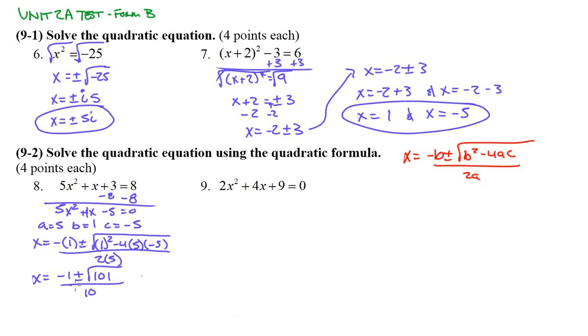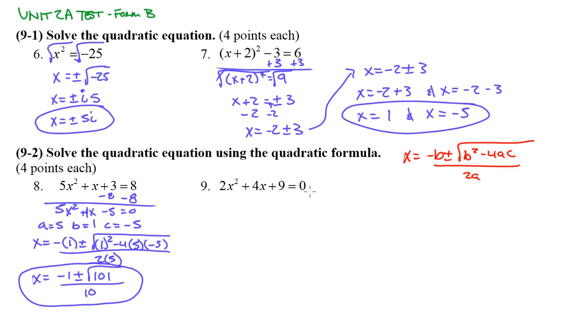And once we get it all simplified as best we can, then we ignore the root and say, is there any common factors? So this is 1, 1, and 10. So there's no common factors there. So this is our final answer for number 8.